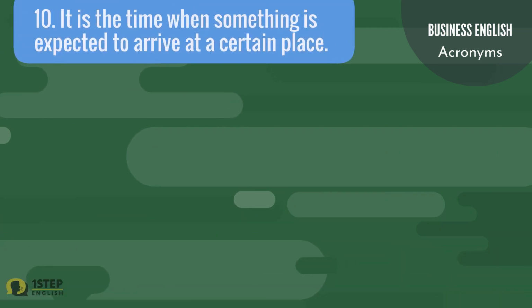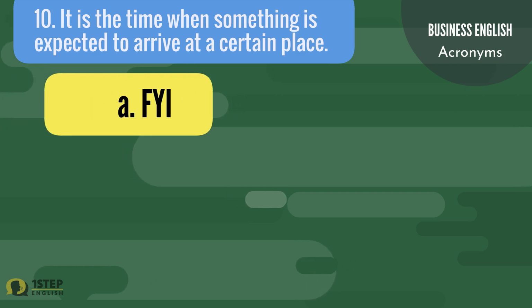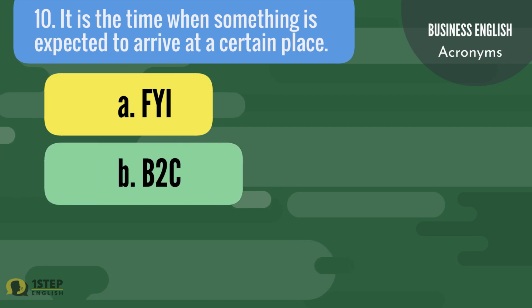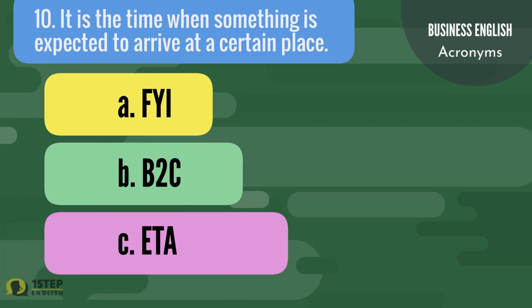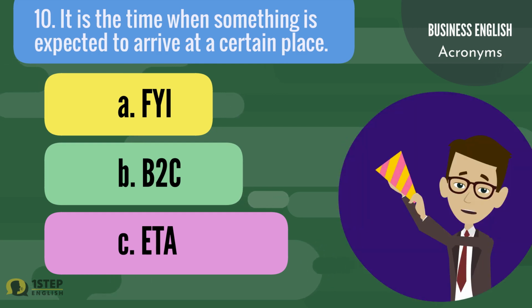Number 10. It is the time when something is expected to arrive at a certain place. Letter A. FYI. Letter B. B2C. Letter C. ETA. The correct answer is letter C. ETA.